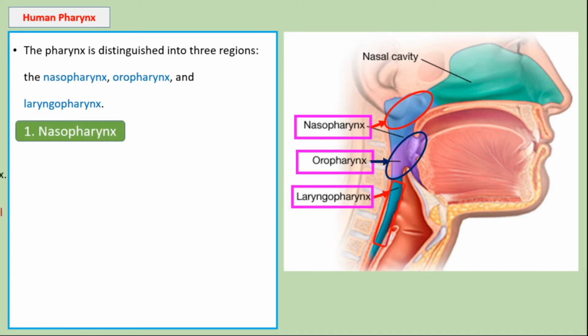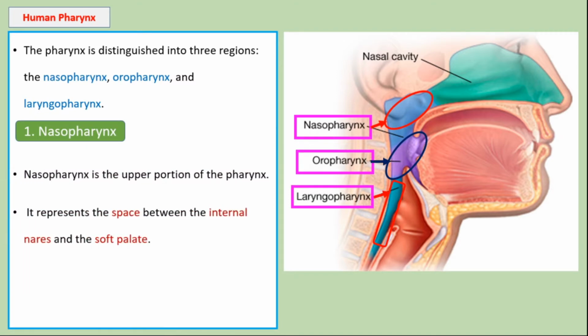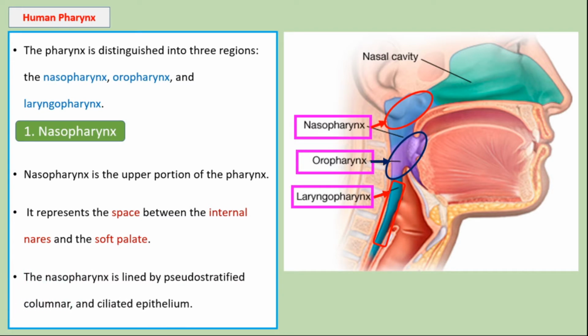About the nasopharynx. Nasopharynx is the upper portion of the pharynx. It lies above the oral cavity and it represents the space between the internal nares and the soft palate. Nasopharynx is lined by pseudostratified columnar and ciliated epithelium.